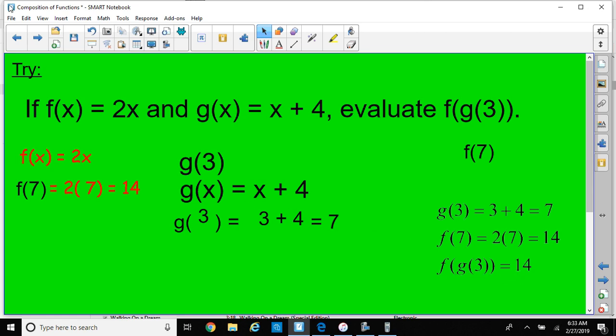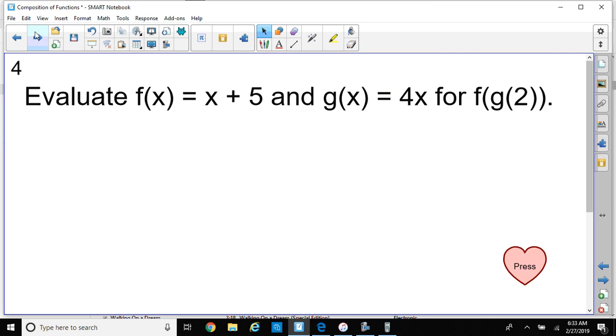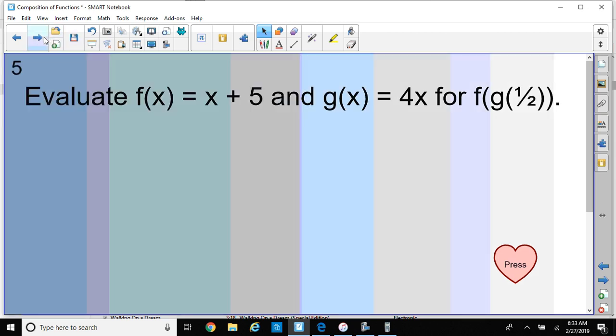That was a good question. Here's one for you to try. See if you can find the value for f of g of 2. So give it a shot. You can pause the video for a second and work this out.